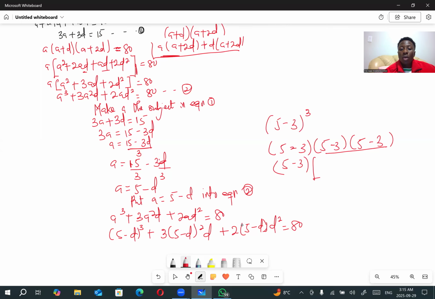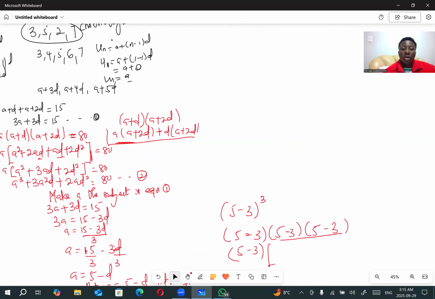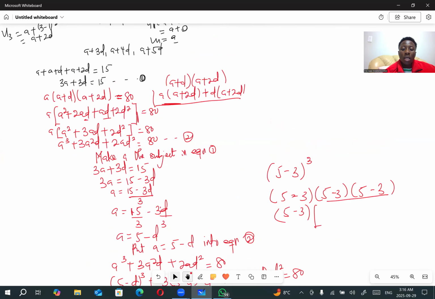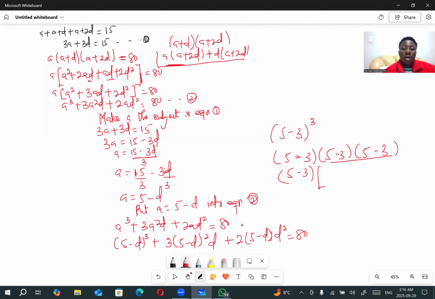Then let's deal with this one. We just did one like this here, right? It's multiplication of two binomials. So the 5 here will multiply everything here. Then the minus D will also come and do the same. So 5 times 5 is what? 25, right?